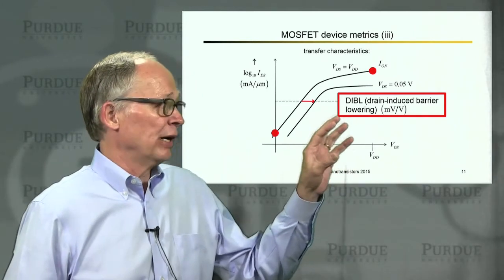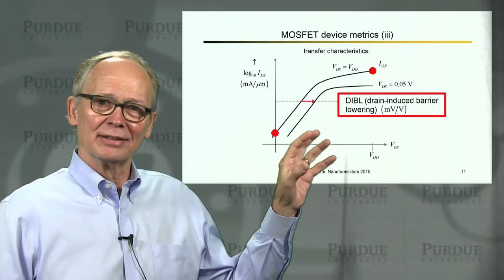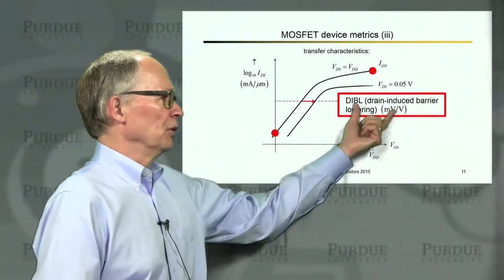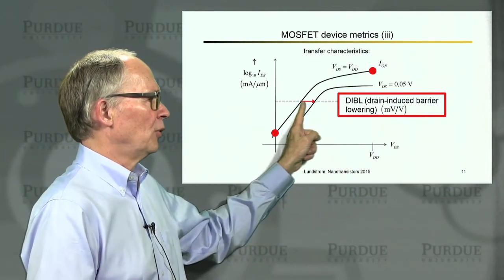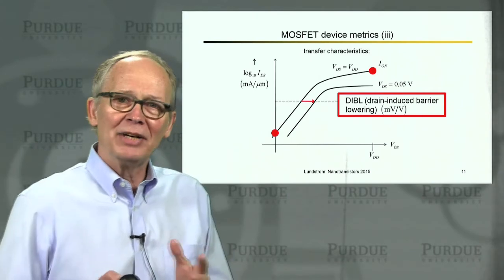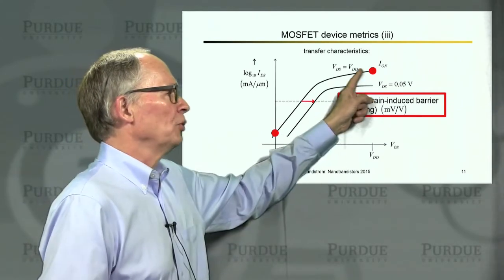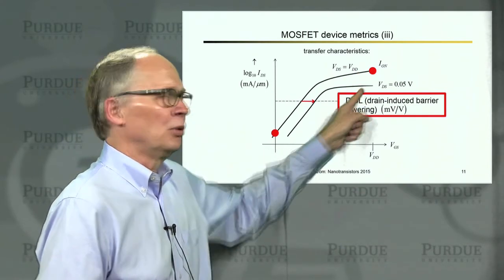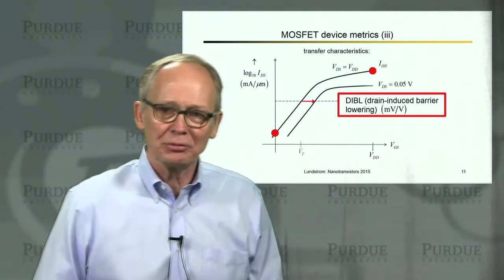It's called drain-induced barrier lowering because that describes the physics of what causes this, and we'll discuss that later in the course. But this is measured in millivolts per volt. So it's how many millivolts of horizontal translation, or how many millivolts the threshold voltage changed per volt of change in the drain voltage, from VDD to this small voltage, maybe 0.05 volts. That's what we call DIBL, drain-induced barrier lowering.